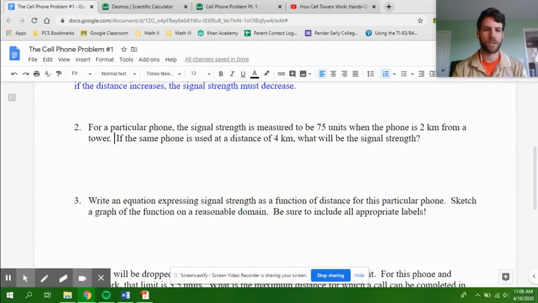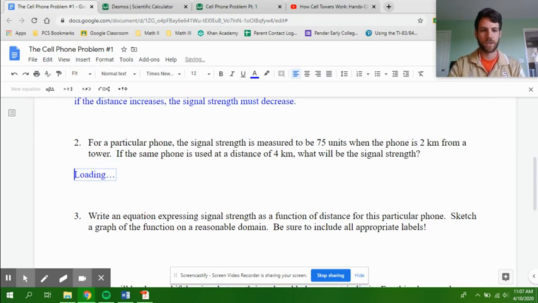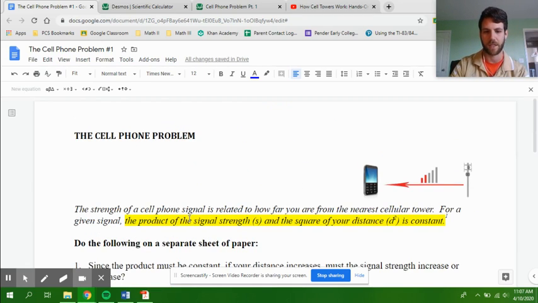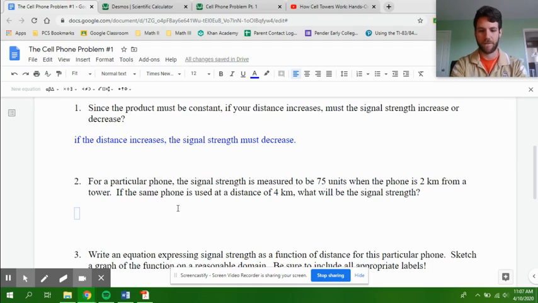We are now on question number 2. For a particular phone, the signal strength is measured to be 75 units when the phone is 2 kilometers from a tower. If the same phone is used at 4 kilometers, what will the signal strength be? So for this, we're going to use some equations. If I know that the product of the signal strength and the square of your distance is constant, that means I would have something like 75 times 2 equal to a constant.